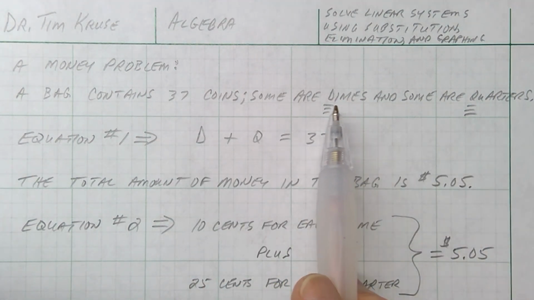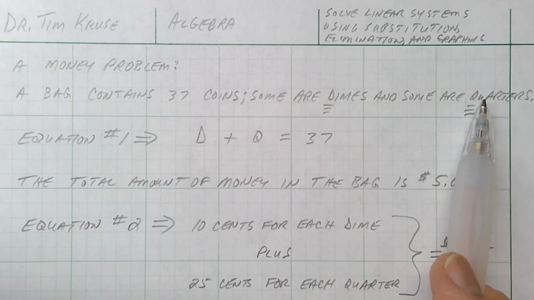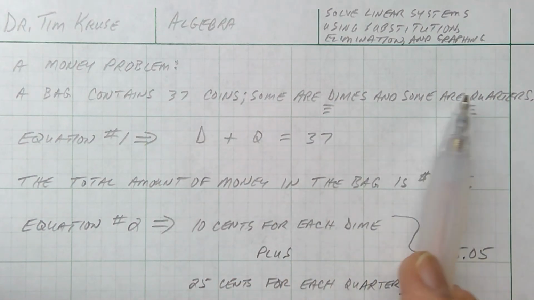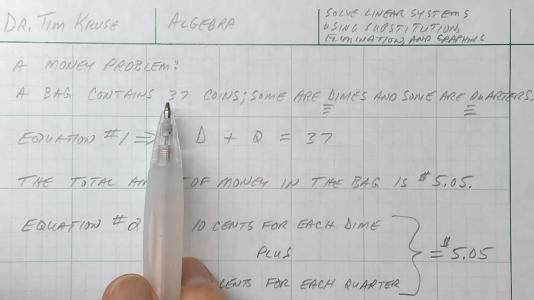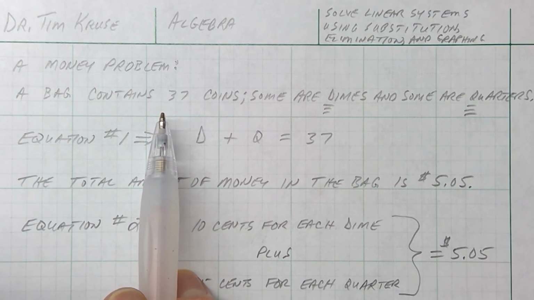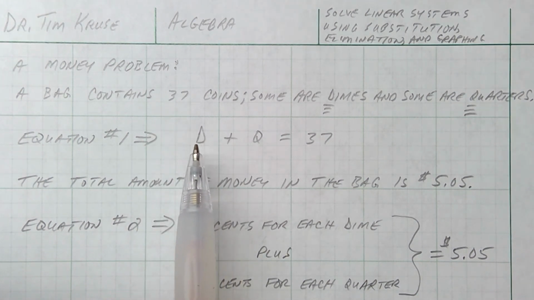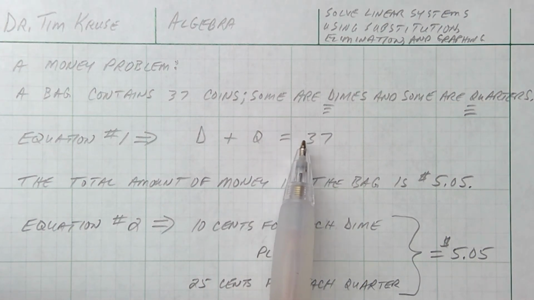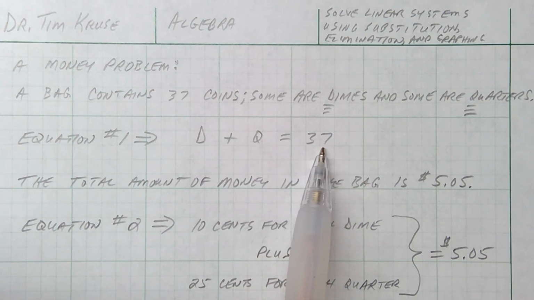All right. I'm going to use D for the number of dimes and Q for the number of quarters. So I know there's 37 coins in there. I just don't know how many dimes and how many quarters. So equation number 1 is usually your first sentence there. And it says the number of dimes plus the number of quarters adds up to 37 coins total.